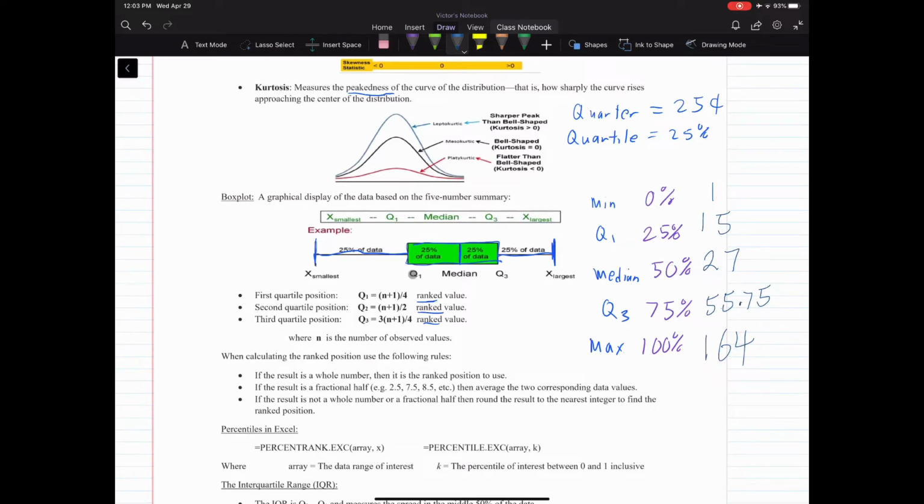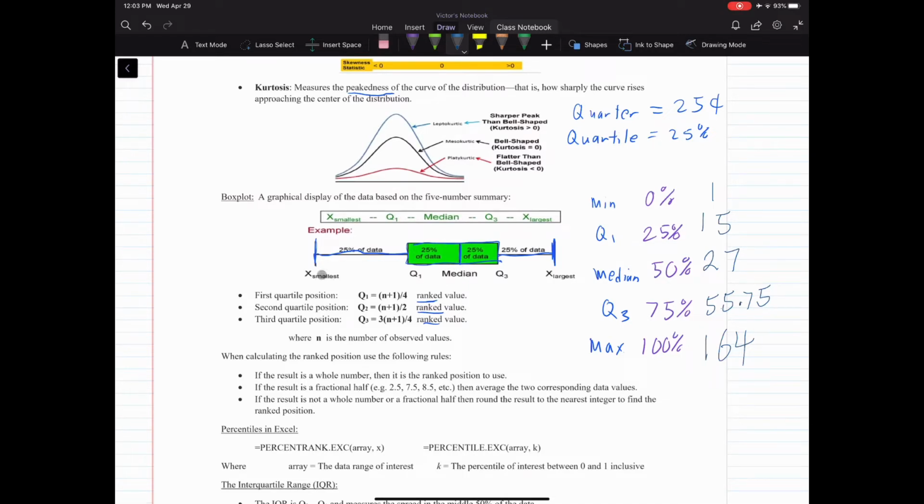And from a graphical perspective, this is what it looks like. We have the smallest number and the largest number on the outside. And then in the middle, we have a box, and that box represents your Q1, median, and Q3. On the outside of the box, we have the Q1 and Q3. And then inside the box, we have a line. That line represents your median.